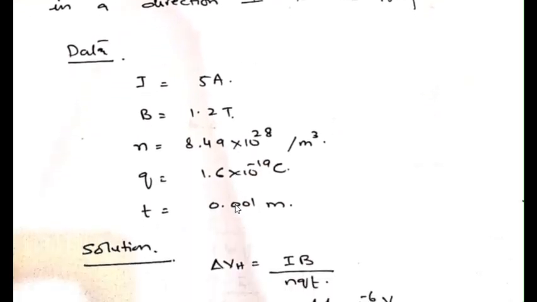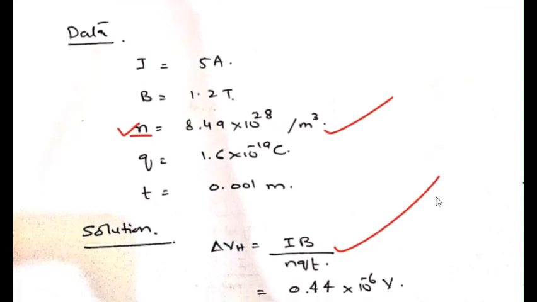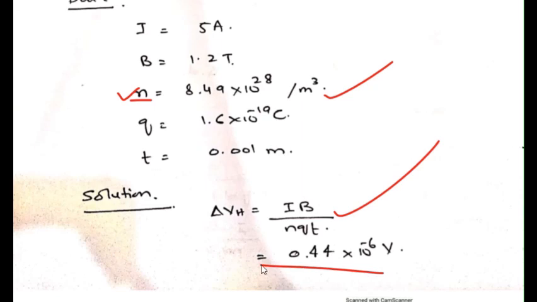Data given is I is 5 ampere, B is 1.2 Tesla. As we are using copper, the number of free charge carriers in copper is 8.49 into 10 to the power 28 per meter cube. We have also calculated this value and used it in a number of examples done before. q is 1.6 into 10 to the power minus 19 and the thickness is 0.001 meters. We'll simply use this formula, putting the values. I get 0.44 into 10 to the power minus 6 volts, or microvolts.